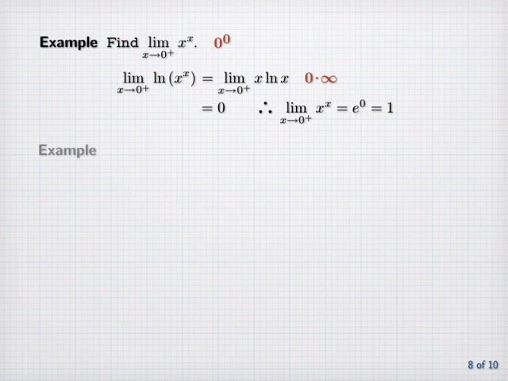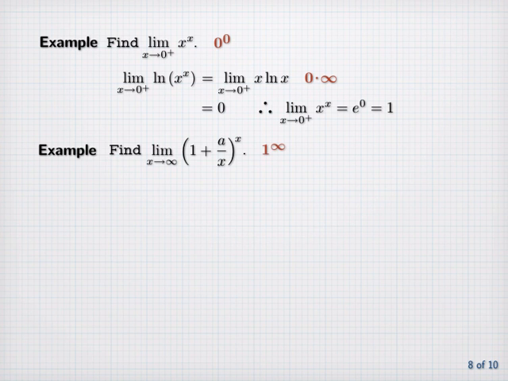Another example. Let's find the limit as x approaches infinity of the x power of 1 plus a divided by x, where a is a constant. Now notice here that a divided by x approaches 0, so 1 plus that approaches 1, and so this is a 1 to the infinity form.